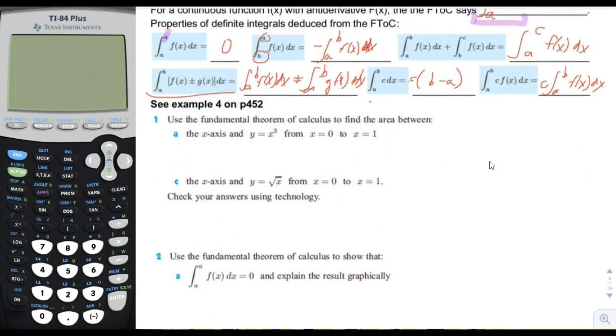Number 1, use the fundamental theorem of calculus to find the area between the x-axis and y equals x cubed from x equals 0 to 1. So here we can draw a little sketch, and basically x cubed between 0 and 1 kind of looks like a parabola. It's just a little steeper. And we're going to find the area under the curve, which would be this area here.